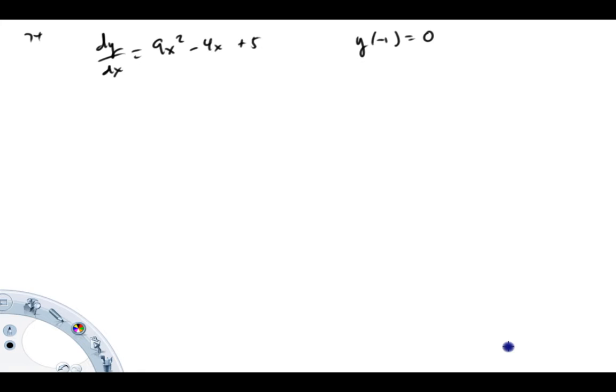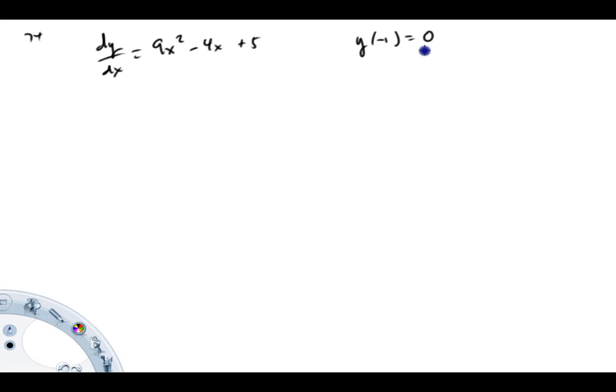The purpose of this video is to demonstrate how to solve a first order differential equation with an initial set of conditions. So what we're going to do here is try to solve the equation dy dx equals 9x squared minus 4x plus 5, given the condition that when x is negative 1, y has to be 0.